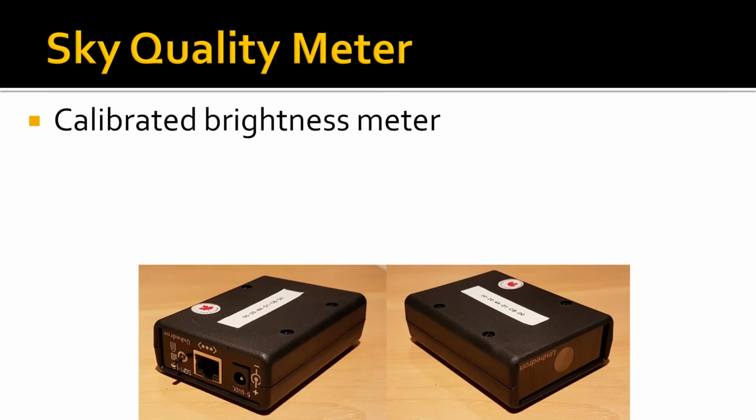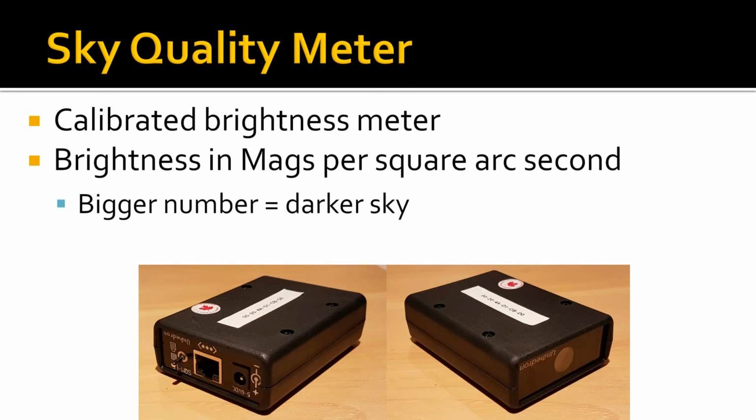The image here is of the most common brand of SQM. It is roughly the size of a deck of cards. The device measures the brightness of the sky in units of magnitudes, or mags, per square arc second. The use of the term magnitudes here is the same as the magnitude scale used to quantify the brightness of objects in the sky, such as the stars and planets. A larger value of mags per square arc second means a darker sky.